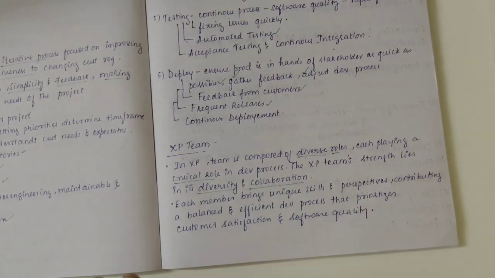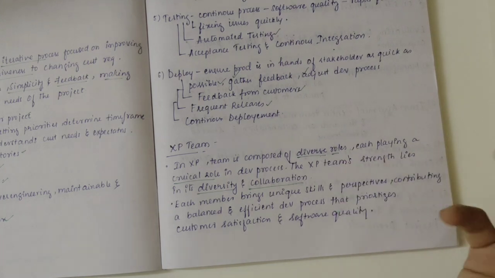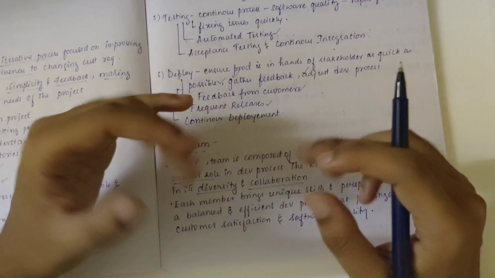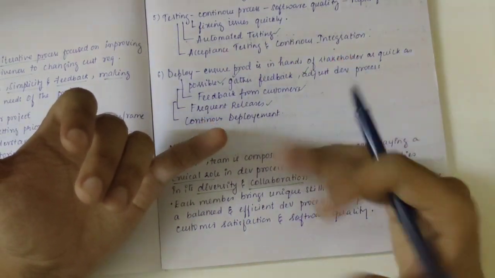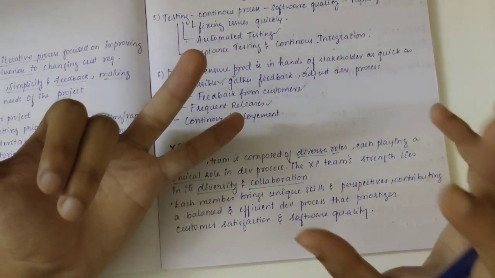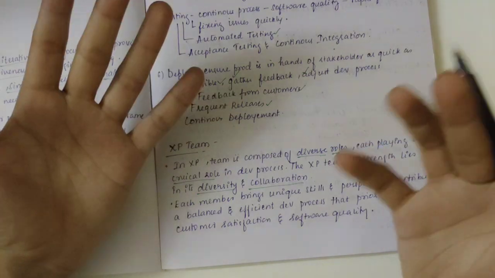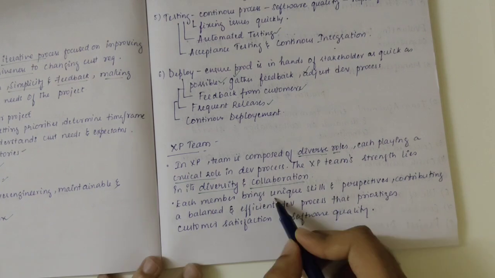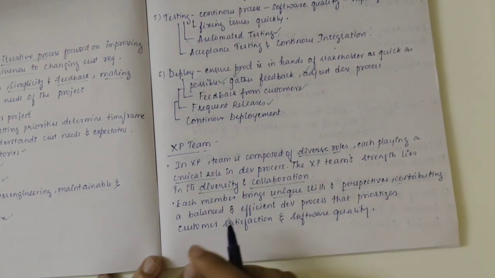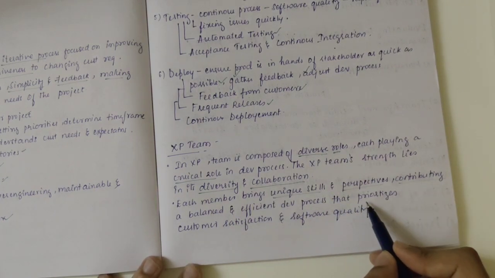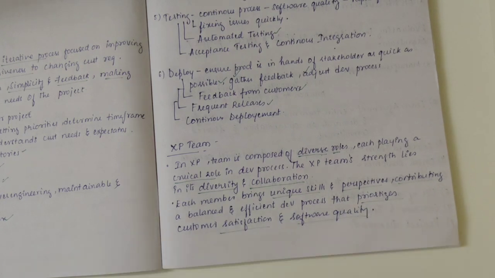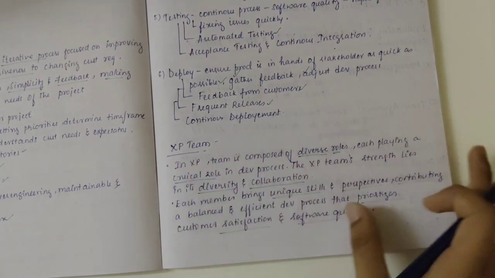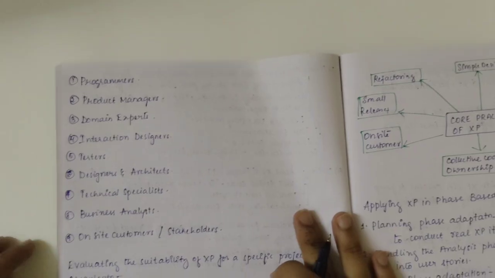While forming a team in XP, we make sure that people from different domains, of diverse roles, are considered, because this helps to not only view the project from various perspectives, but also to quickly solve problems, quickly complete the development, and then move on to the further part. Each member brings unique skills and perspectives, contributing to a balanced and efficient development process that prioritizes customer satisfaction and software quality. So our ultimate goal is satisfaction and quality, right? So this was about the intro part for the XP team. Let's look into who are the members of the XP team.